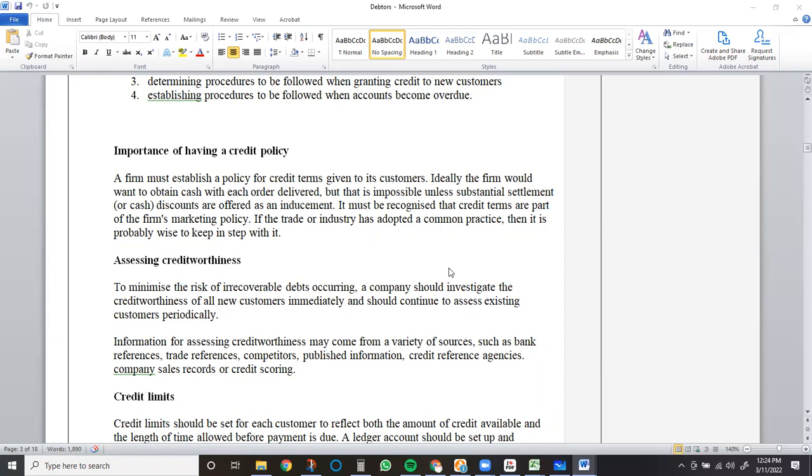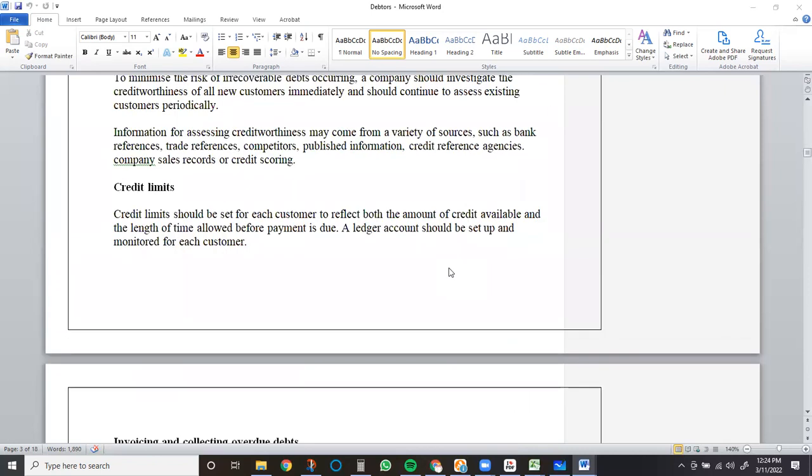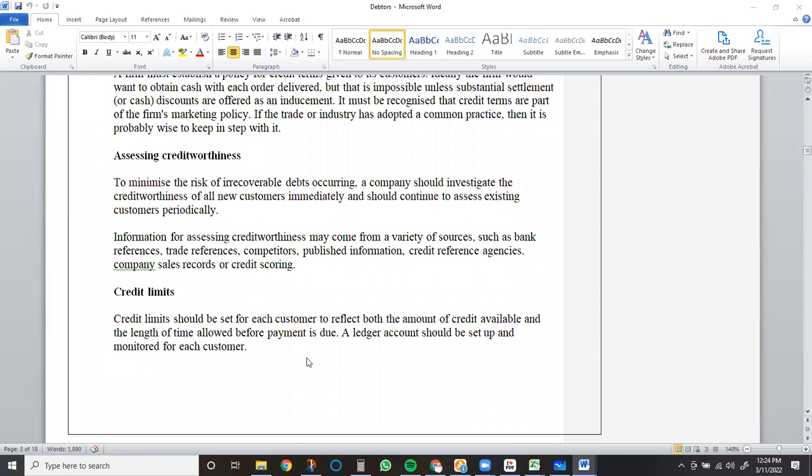It must be recognized that credit terms are part of the firm's marketing policy. If the trade or industry has adopted a common practice, then it is probably wise to keep in step with it. Assessing creditworthiness: to minimize the risk of irrecoverable debts occurring, a company should investigate the creditworthiness of all new customers immediately and should continue to assess existing customers periodically.